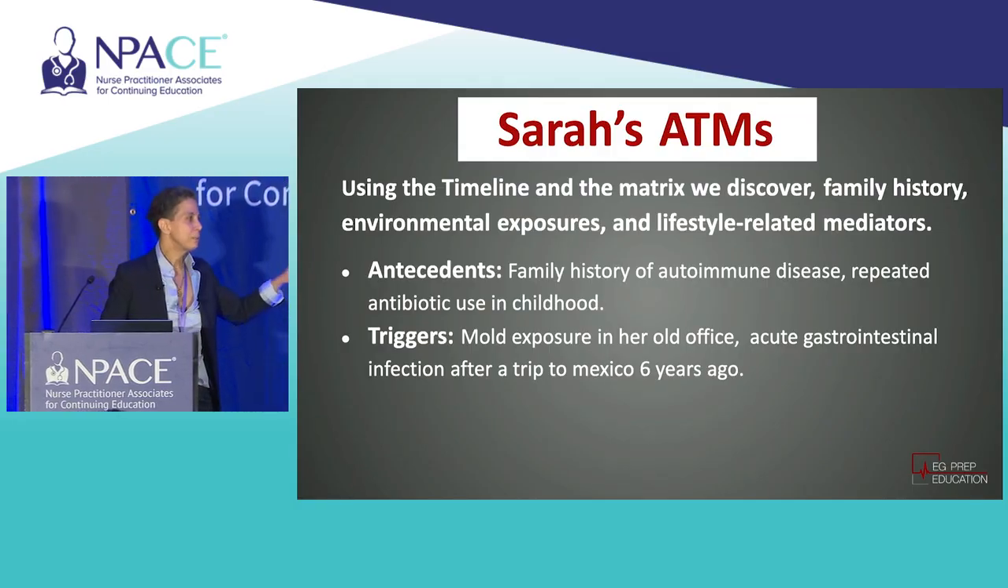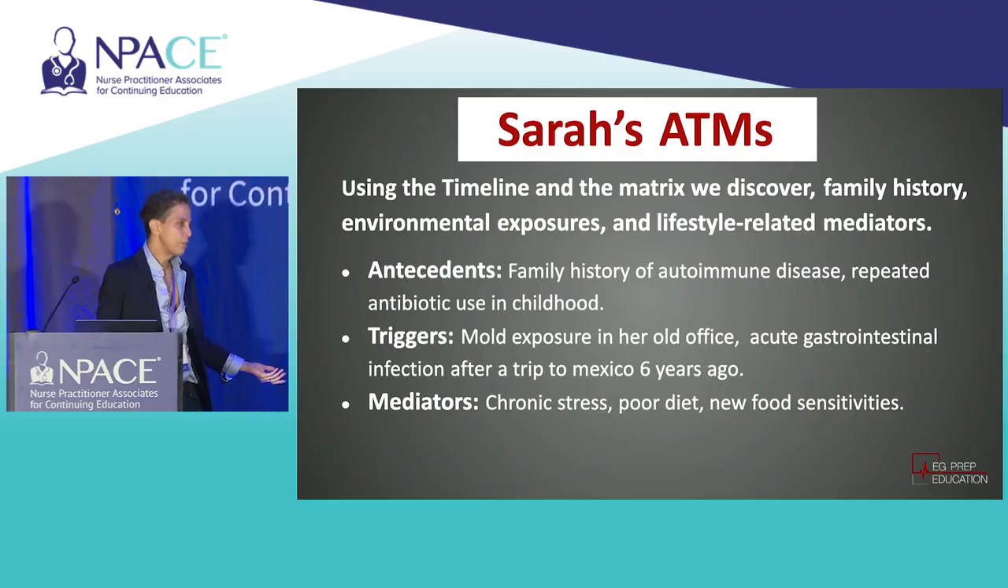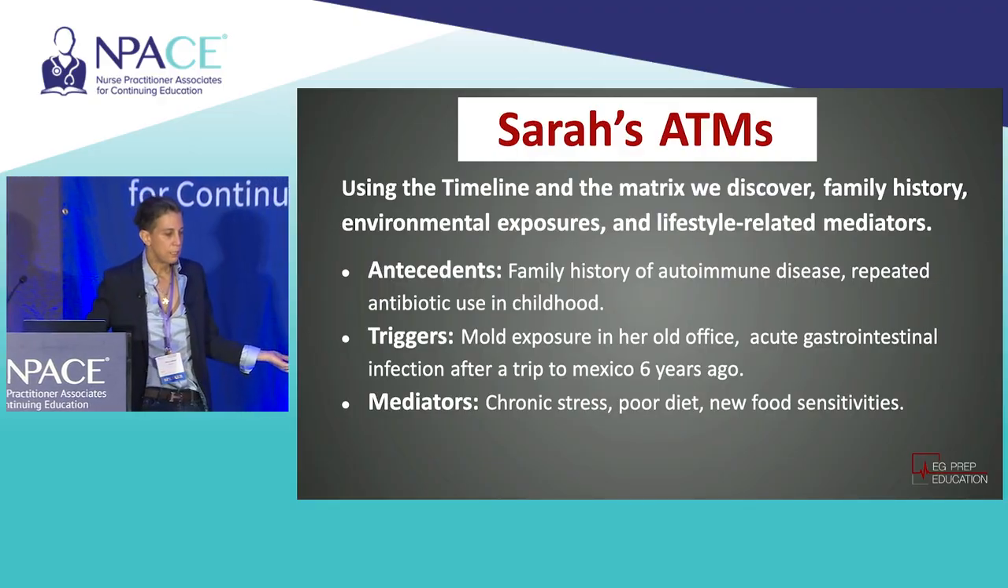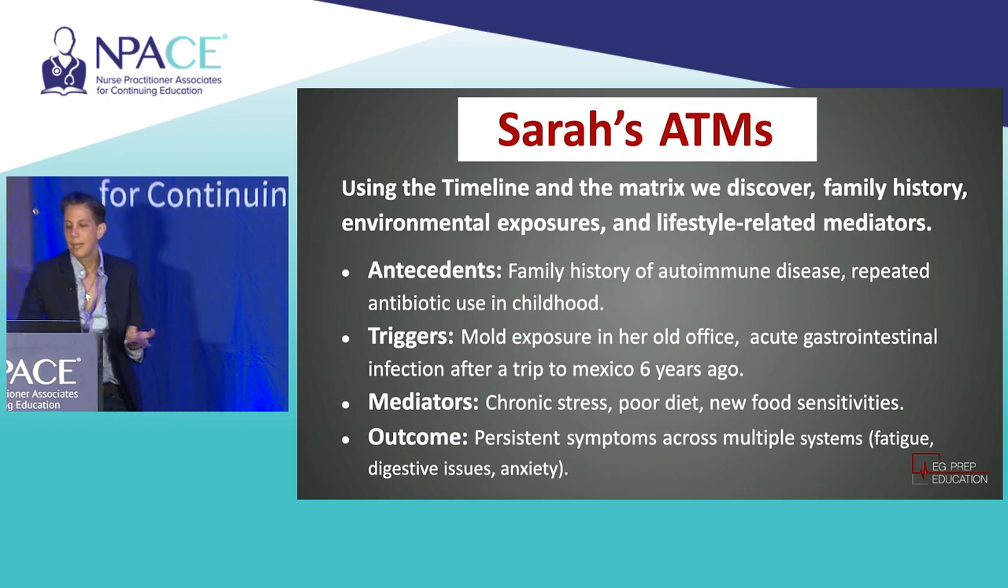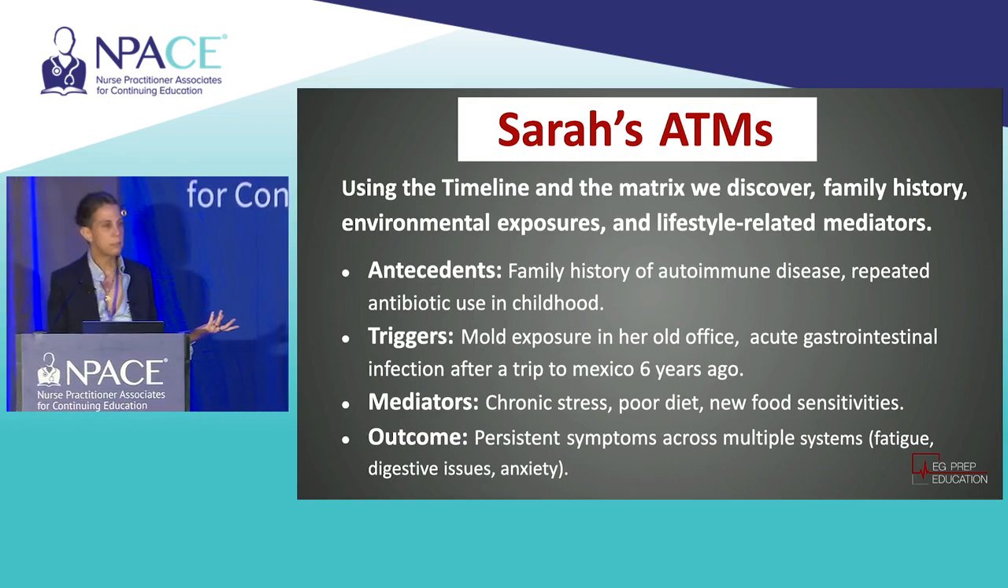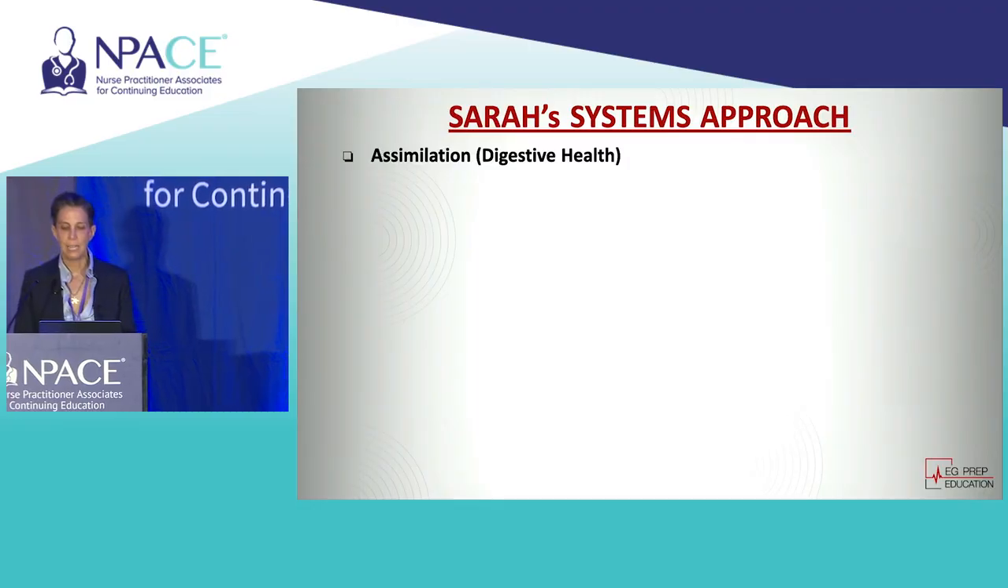And then nothing's been the same since her trip to Mexico for her honeymoon. And of course, she's chronically stressed. She doesn't eat so well. And she's just noticed that lately she's sensitive to all these different foods. And now she's just a hot mess. She's tired all the time. Her GI hurts. She's anxious. She can't get anything done. She's just not the same.